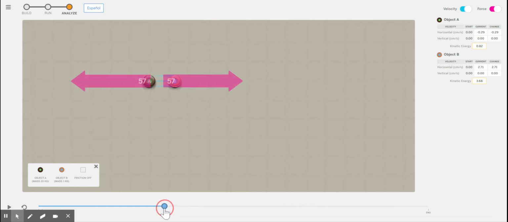So I am noticing an interesting trend in the direction of the forces and also the size of the forces when they're colliding.